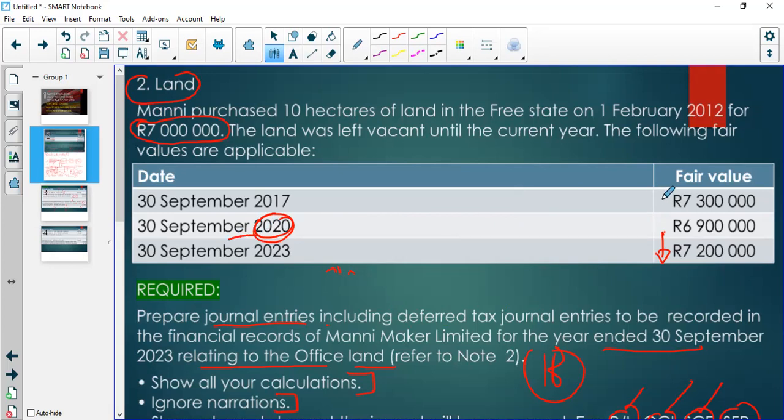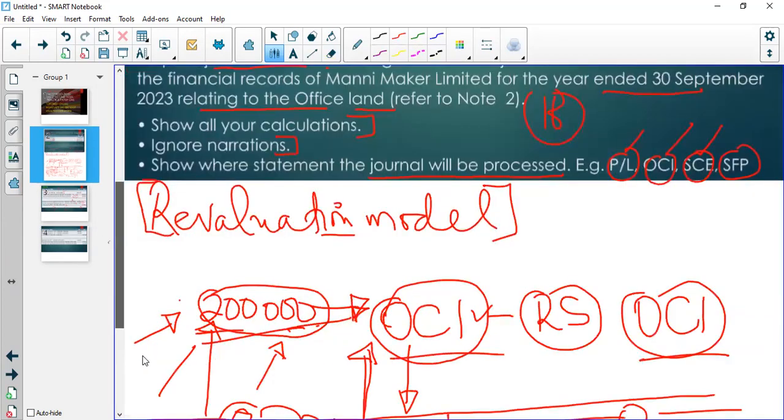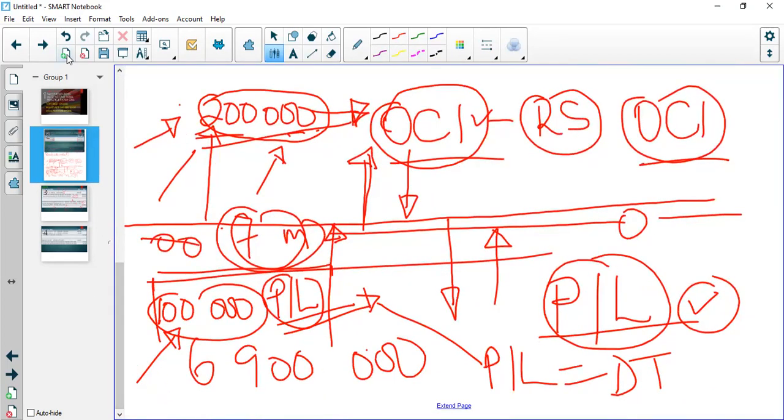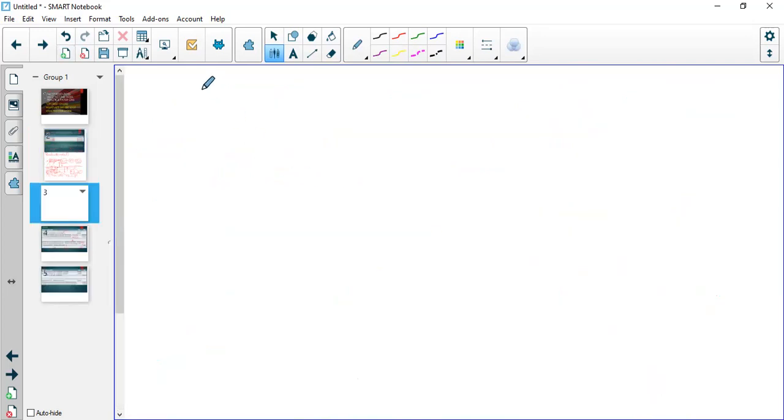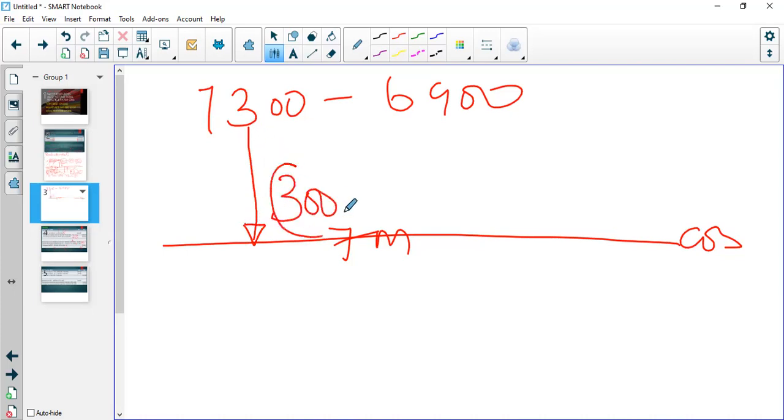So there is a movement from 7.3 to 6.9. That also is very, very interesting, right? It's very interesting because it's moving from 7.3 to 6.9, right? So we just have our 700 there, which is the 7 million rather, which is the cost. Then it's moving from here to here. So any movement, this movement of 300 is above the cost.